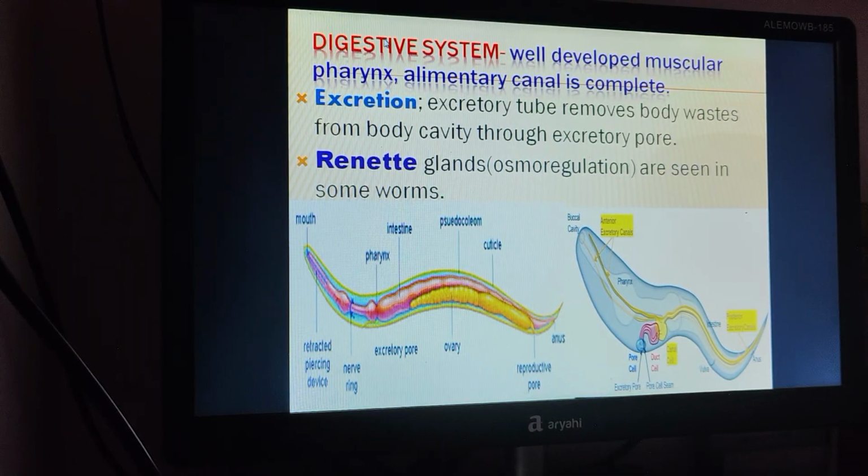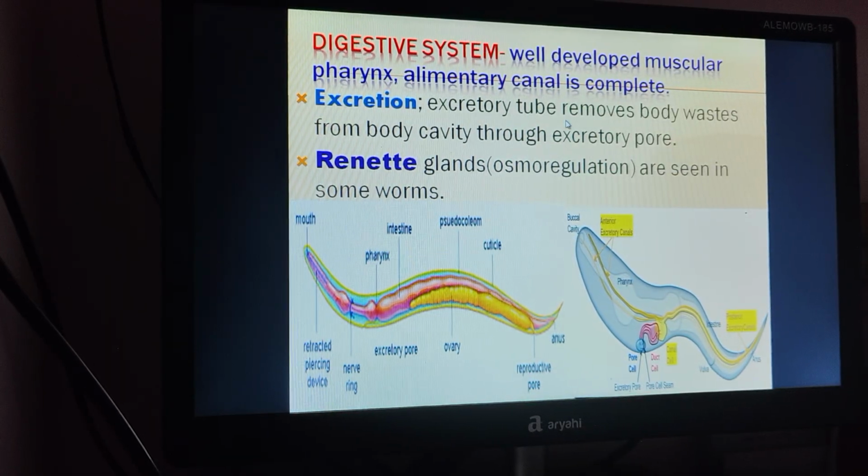Next, coming to the digestive system, a well developed muscular pharynx, you can see, that means a complete digestive system. In the previous phylum, we have seen an incomplete gut, but here we will see a complete gut. Complete gut in the sense they have mouth and anus. And from here onwards you see the muscular pharynx also.